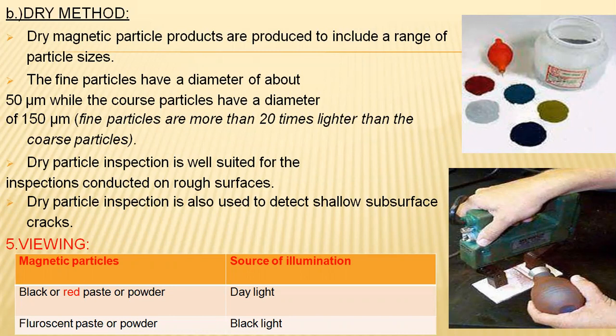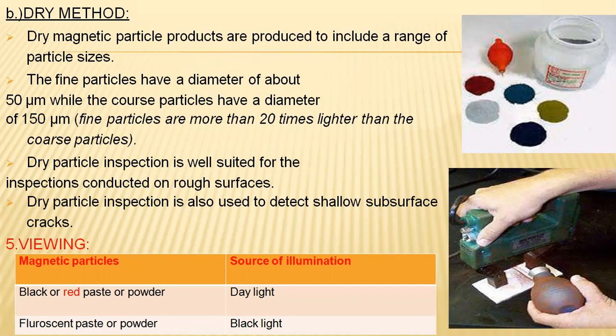visualized? The magnetic particles of black or red color, paste or powder, will be utilized, and how will it be sensitized by highlighting to our eye? After applying, when it is exposed to daylight, it will be highlighted with respect to those two different colors, either completely black or completely red.